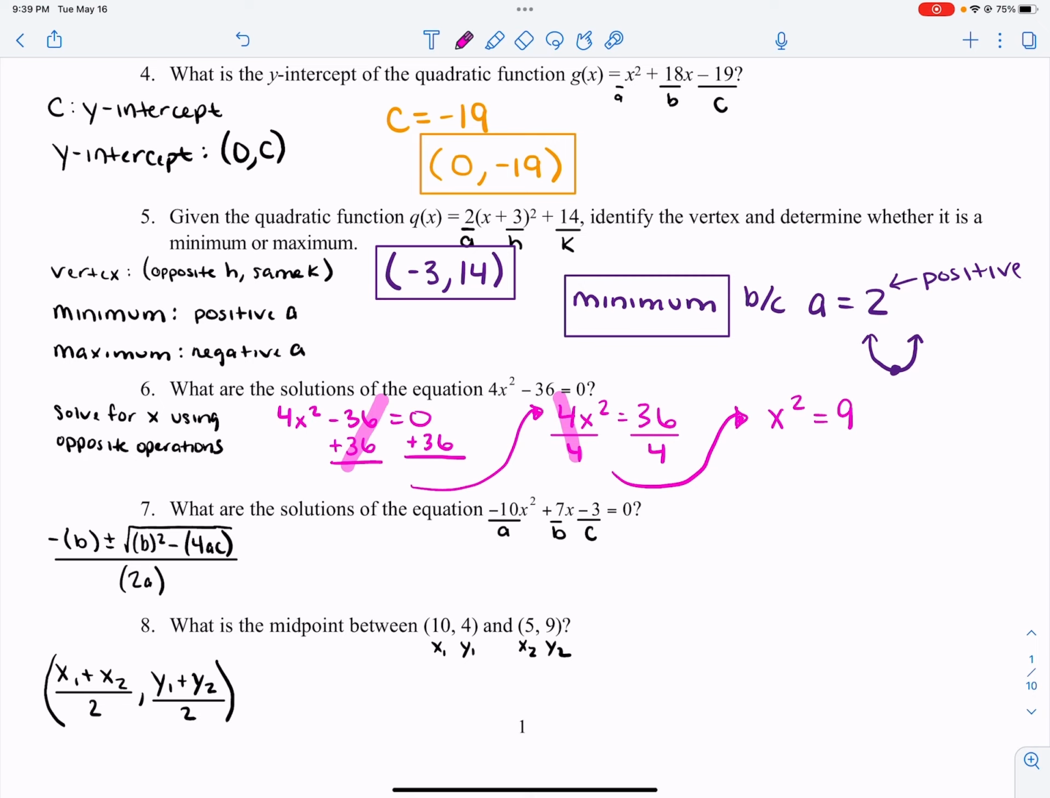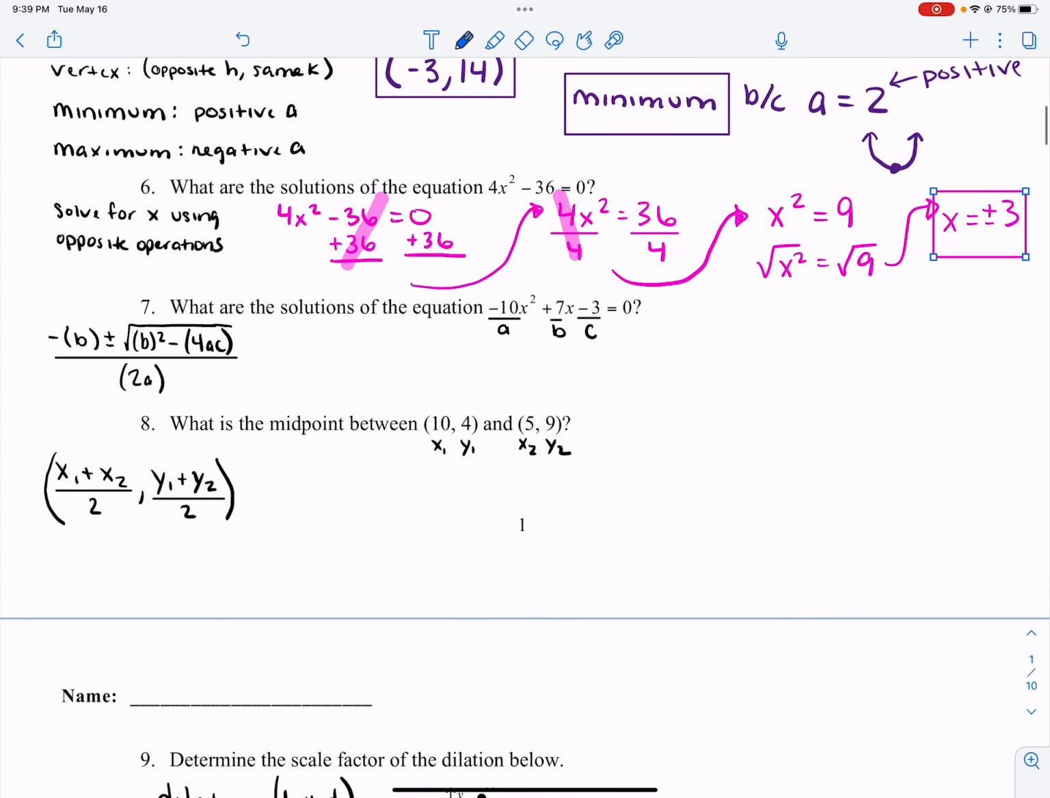And then the last thing that I would need to do is take the square root, because that's the opposite of squaring something. So the square root of x squared is just x, and then the square root of 9 is plus or minus 3, because 3 times 3 is 9, but negative 3 times negative 3 is also 9. So you have to represent it by both by using that plus or minus sign.